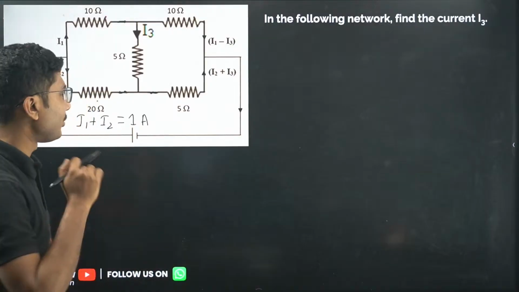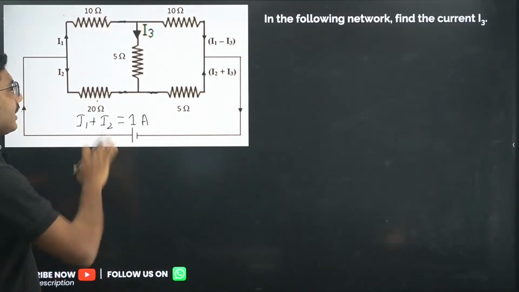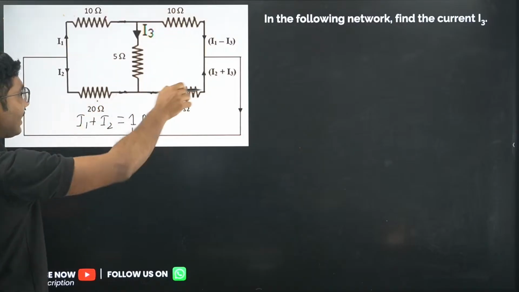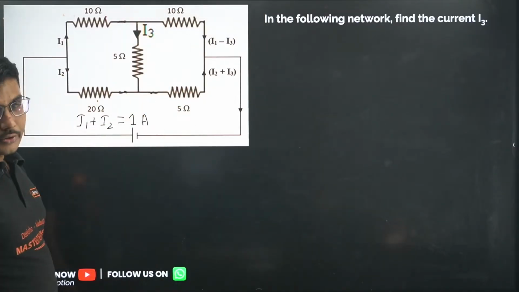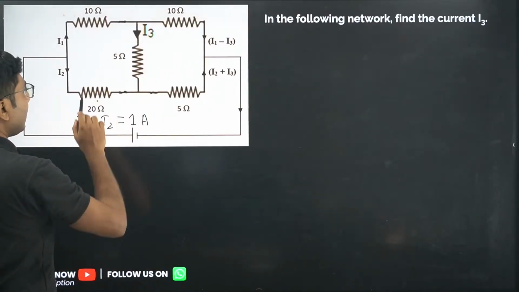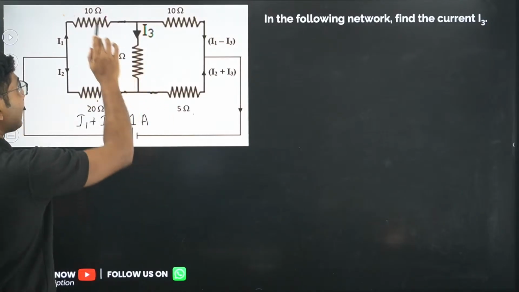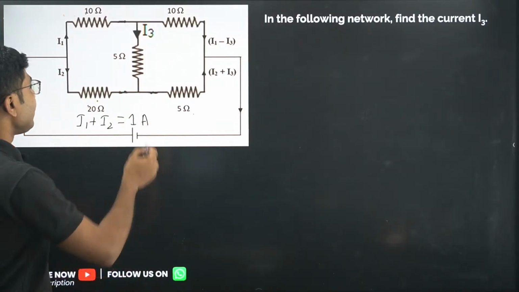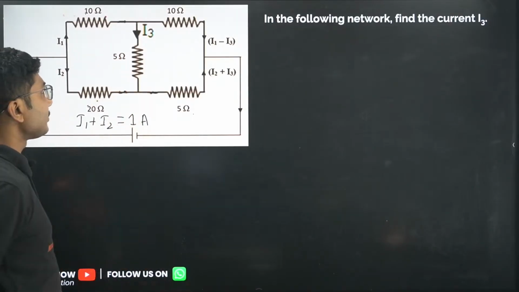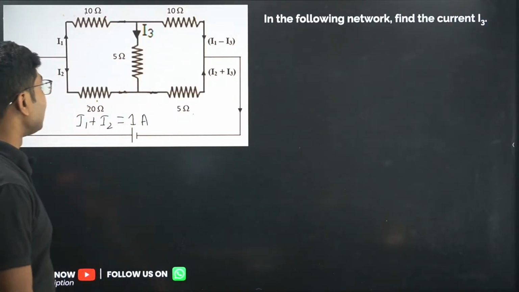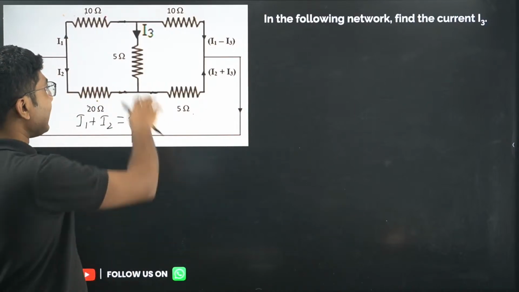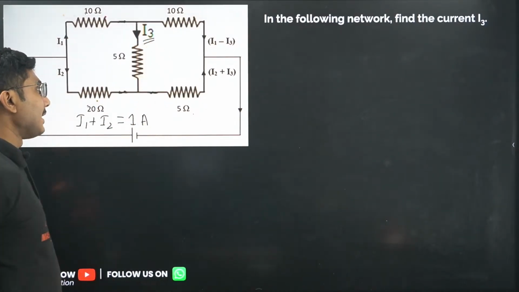The previous one is from your previous board paper. This one is from your model question paper. Even though it looks like a rectangle, this is also a Wheatstone bridge. 10, 10, 20 by 5. 10 by 10 is 1, 20 by 5 is 4, so definitely not a balanced Wheatstone bridge. There is a 5 ohm resistance in the middle, current I1 is going here, I2 is going here, and they ask you the value of I3. I3 you have to calculate.